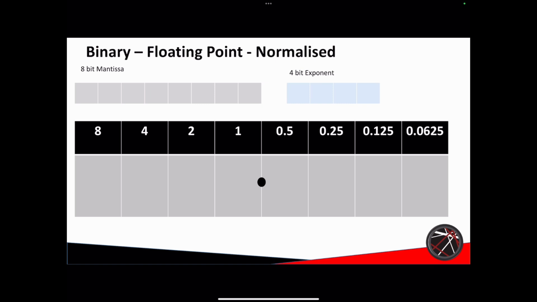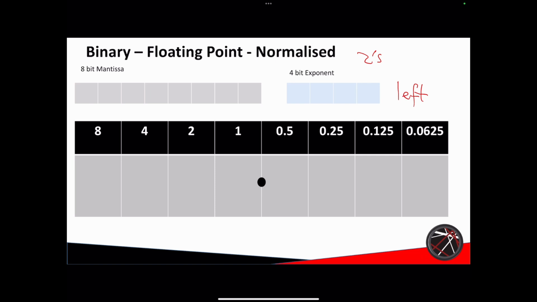Okay, so I've just looked at a couple of scenarios where the binary point was moving to the right, and therefore we had a positive exponent. What we may want to do though is have the decimal place move to the left instead. So in this scenario, we need a negative number to do so, and therefore we'll use 2's complement on the exponent.